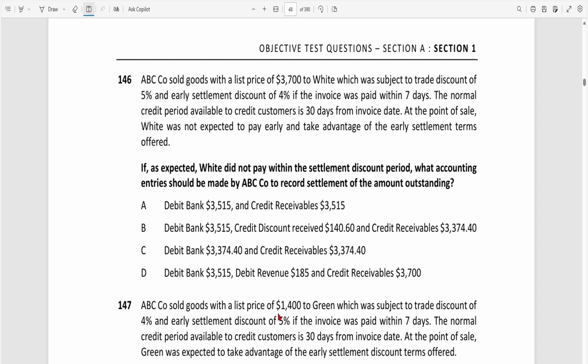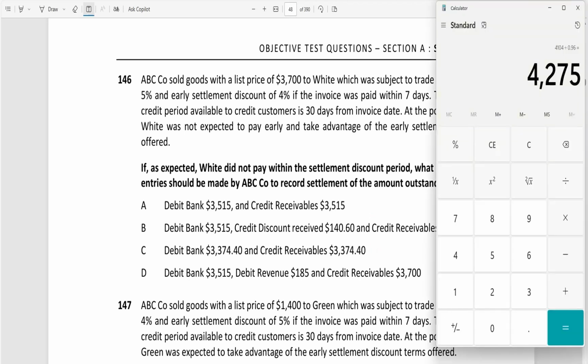So what happened in this case? First of all, think like this. Trade discounts are given at the time of the sale. So what will be the amount after the trade discount? 3700 is the amount, and the trade discount given is 5%, meaning remaining 95%. So we are going to have a residual balance of 3515. Just think like this, right?